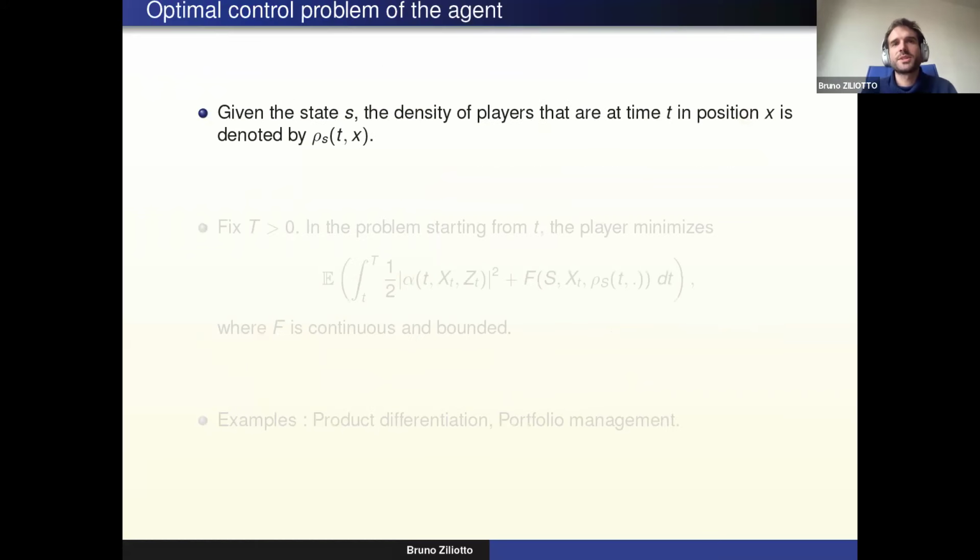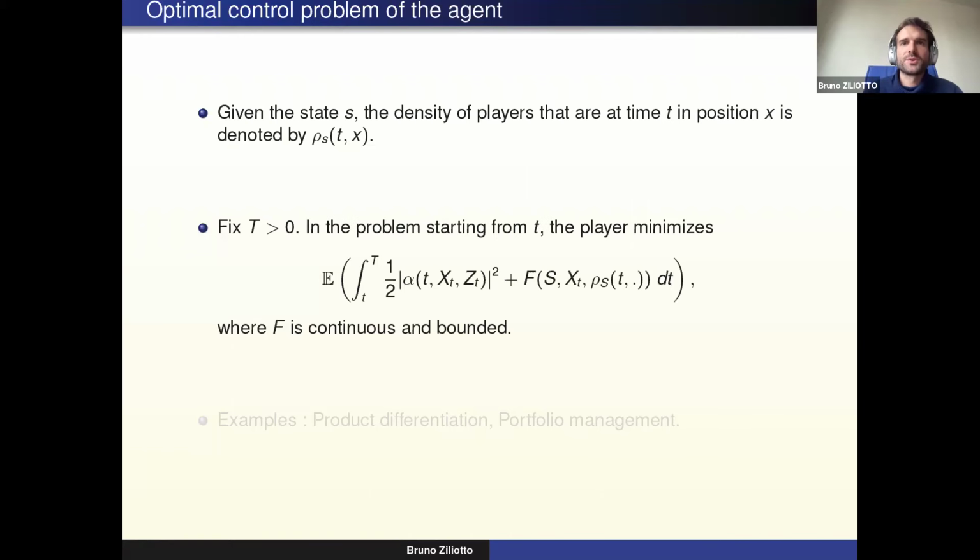Now, what is the objective of the agent? So the first important object is the density of the player position. For each possible state and for each possible time, there will be a density of players, which is denoted by rho^s_t(x). The reason is that the players observe some information about the state, so the state influences the position of players.